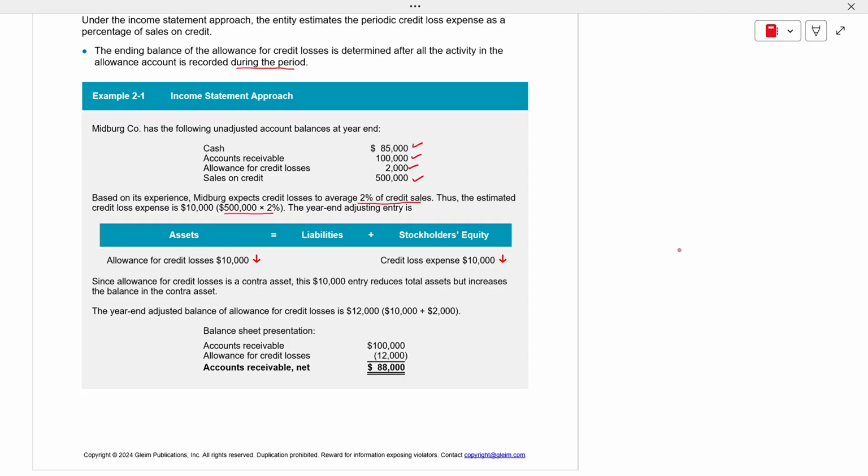Now, when you are making the allowances, what will happen? Your assets will decrease, your liabilities will increase, and your profits will decrease. Since allowance for credit losses is a contra asset, this 10,000 entry reduces total assets but increases the balance in the contra asset.